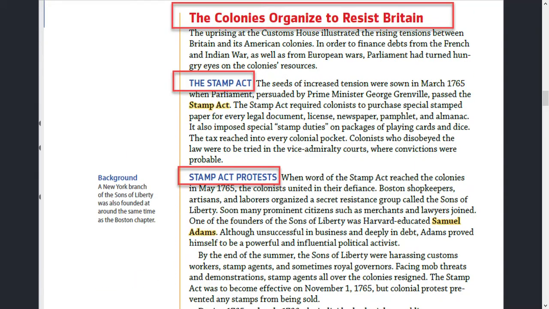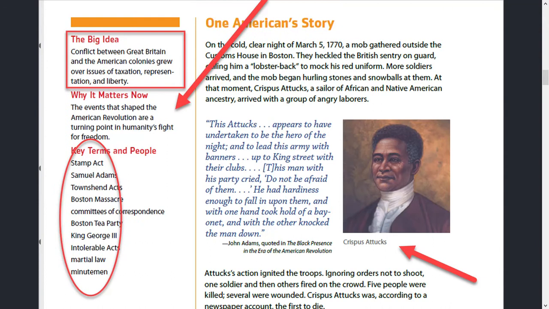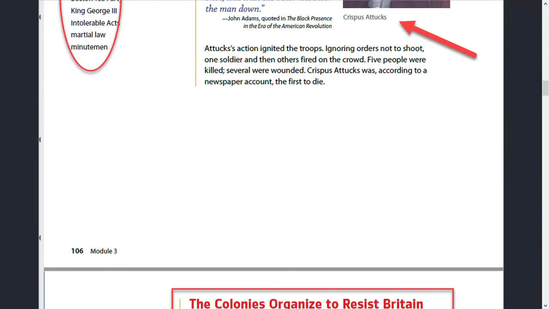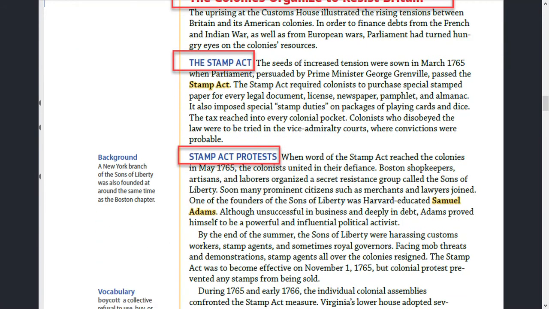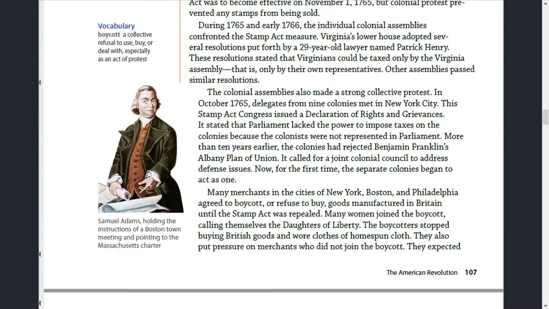Now remember, when we go back to the very beginning, it's a conflict that grew out of taxation, representation, and liberty. So ask yourself, is the Stamp Act an example of taxation? Is it an example of representation? Or is it an example of a struggle for liberty? And being able to organize your understanding of every section in those three terms, taxation, representation, and liberty, can help you make sense of the information itself.